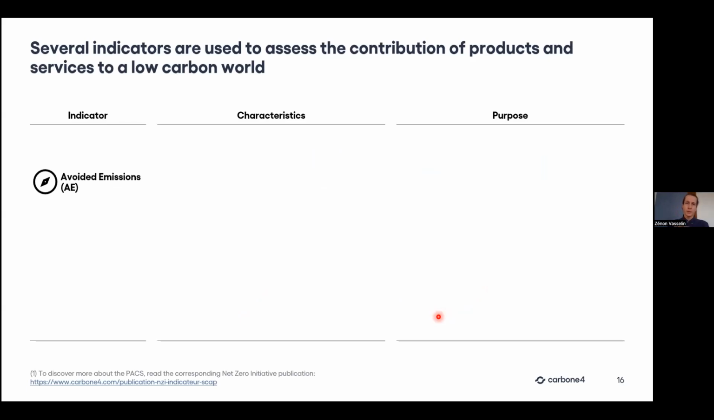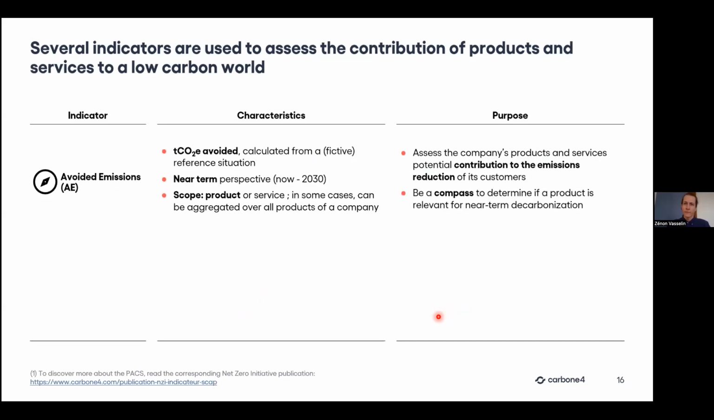Please remember that avoided emissions is a very specific indicator. It's not the only indicator in climate action, right? Avoided emissions are calculated in tons of CO2 avoided, and it is a short-term, near-term indicator to help you determine whether your product today is relevant for the world's decarbonization or not. And I say the world's decarbonization, I should say a precise market's decarbonization, because avoided emissions are really dependent on the context and on the market. So you can remember that it is a short-term compass and only to decide if a product is relevant now.